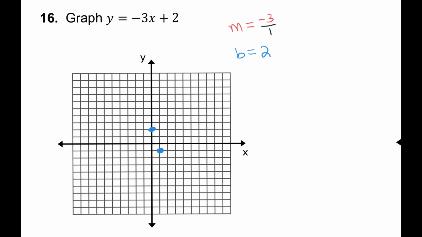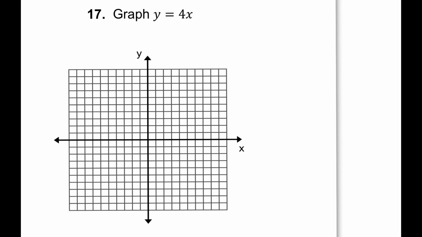Now you guys just connect the points. You guys will have your line, linear function. Notice the line is going down because it is a negative slope, and then you guys will have the graph of the linear function. 17 says graph y equals 4x.